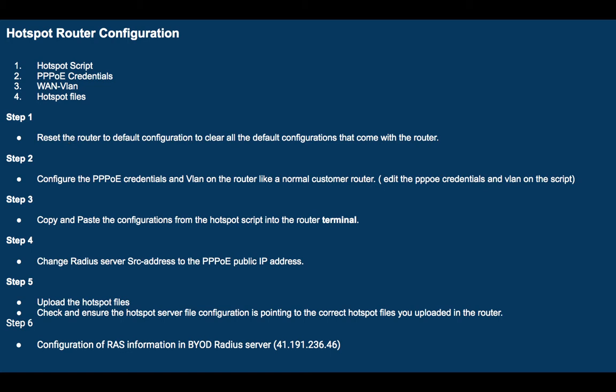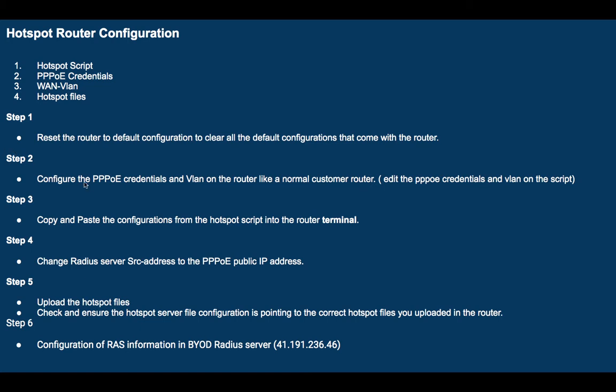First thing, we need to reset the router to its default configuration, because when you get a router, it will come with some default configurations that we don't want to use when we are running our hotspot or any other configuration. Then the second thing is to configure the PPPoE credentials and VLAN on the router, just like normal customer router connectivity, right? So you can either edit this PPPoE credentials and VLAN on the script.